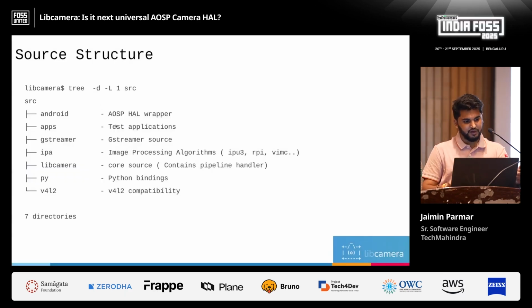And here in the Android we have the AOSP HAL wrapper, just to be compatible with the AOSP HAL. And in the IPA we have the algorithms, and they have already implemented them for the IPU3, Raspberry Pi, VIMC. It is a virtual Libcamera source, and they also have the language bindings. Okay, so you can develop your Python application on top of the Libcamera.